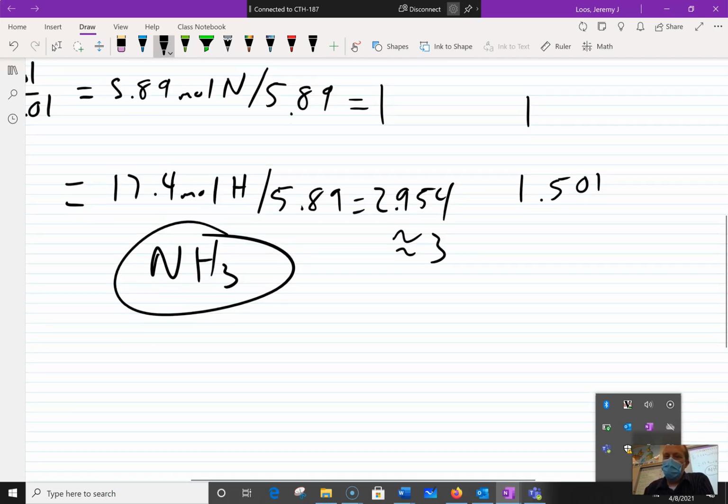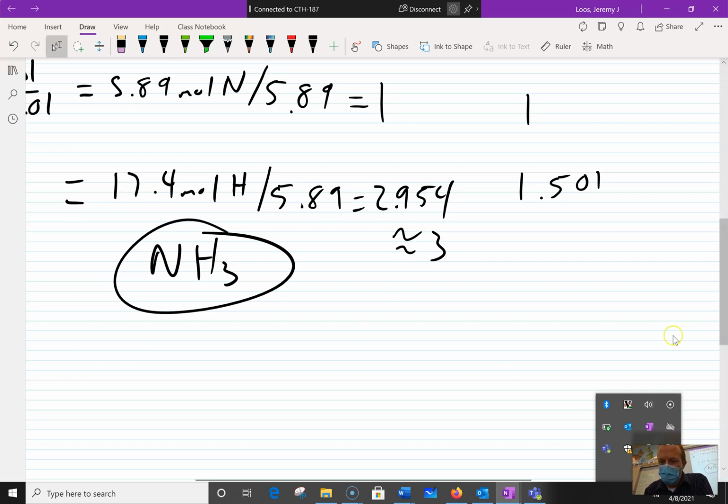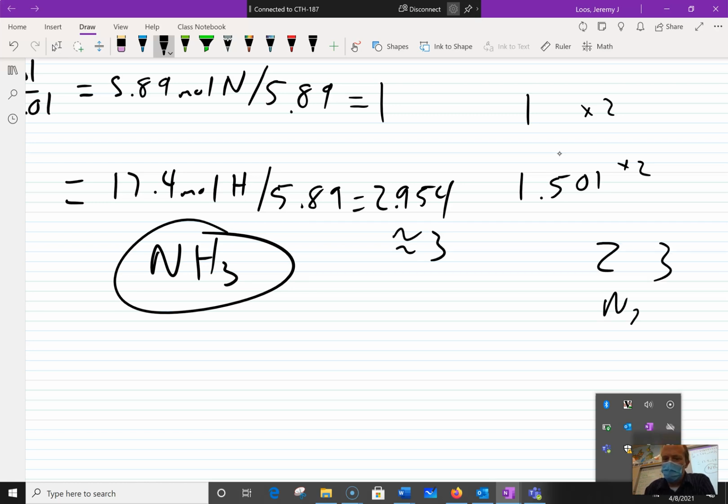So the make them whole step would be multiply them both by some number that would turn them into whole numbers, or at least very close to whole numbers. What would that be in this case? 2. I'm going to multiply them both by 2. Instead of rounding, I'm going to multiply them both by 2. And so the make them whole step would be 2 to 3. So if these were numbers, then it would be N2H3 or something like that. But not here. Go ahead.